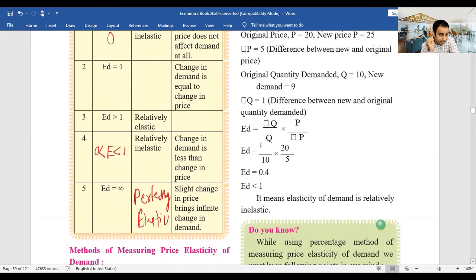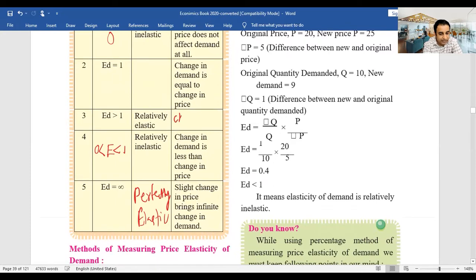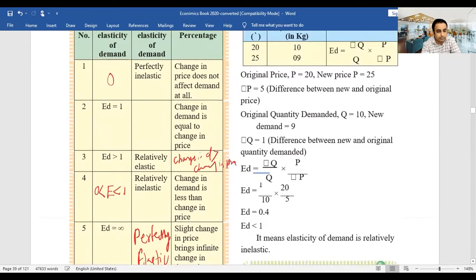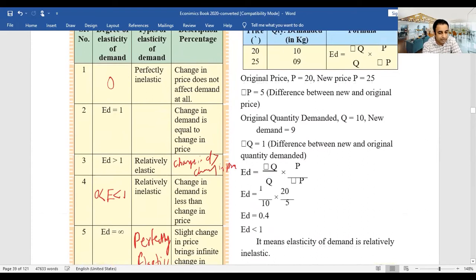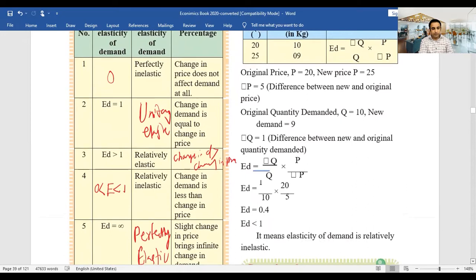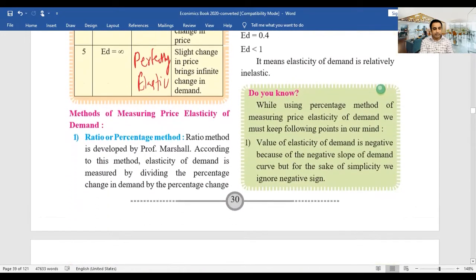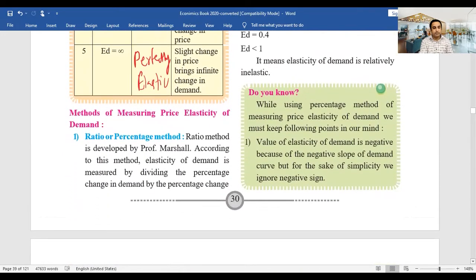Okay. Now, when demand is relatively elastic, it means that change in demand is more than change in price. And here it is called unitary elastic. Okay. So here we have completed the table related to this.